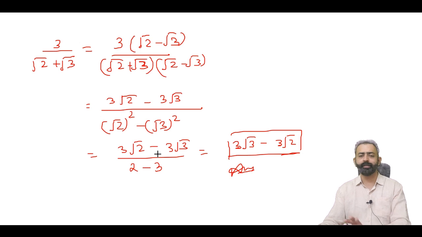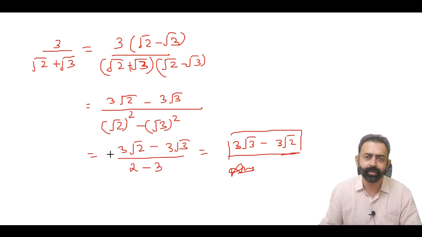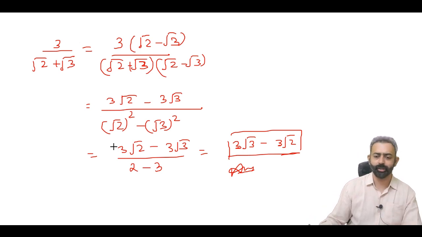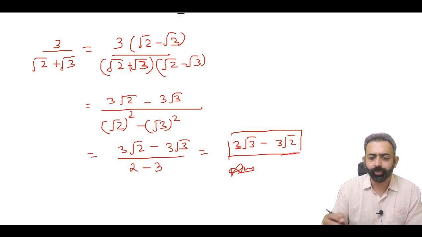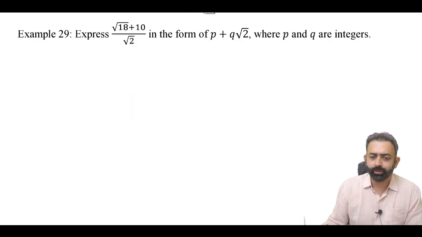Taking this minus sign inside the numerator, it becomes plus and minus and so on. You can also leave the answer by taking the minus sign outside. Nothing wrong in it. Okay, that's how you rationalize the denominator. Let us take one more question on surds.